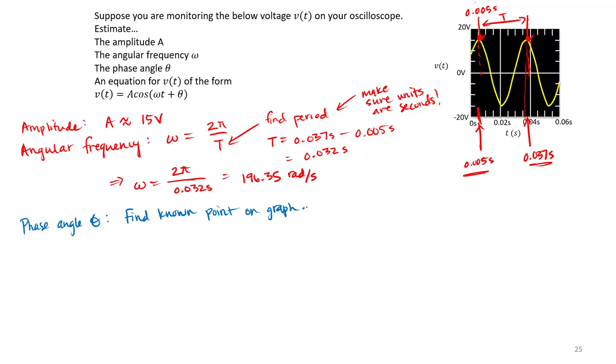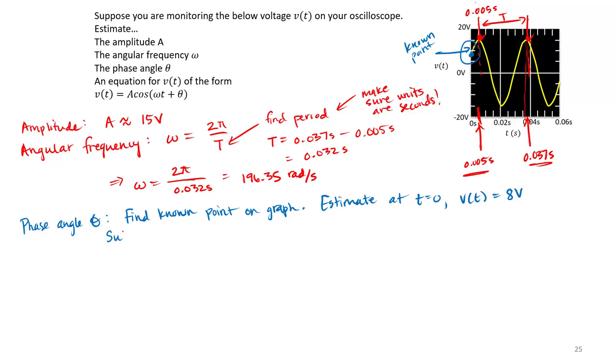I like things to be 0 personally, so I'm going to go ahead and choose the time t equals 0 point. So I'm going to look at that point and say that at t equals 0, I look at my plot and my voltage V of t is equal to about 8 volts.